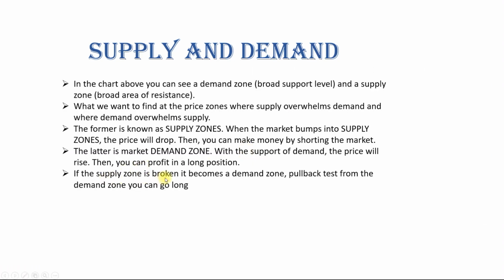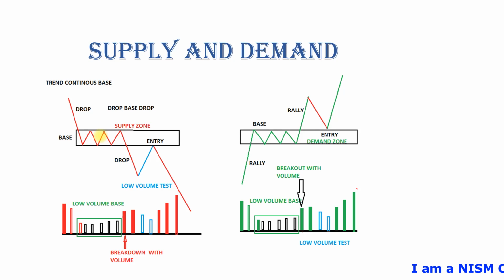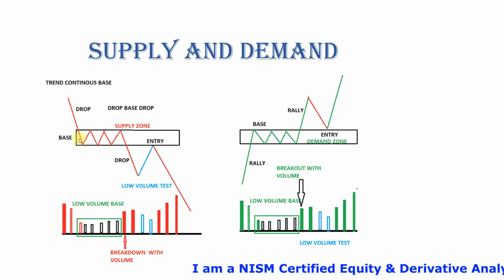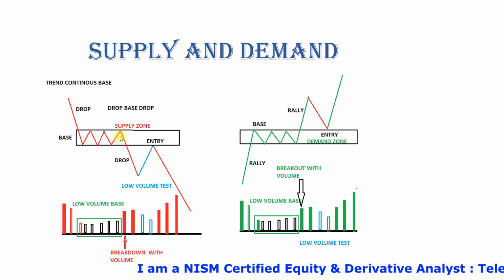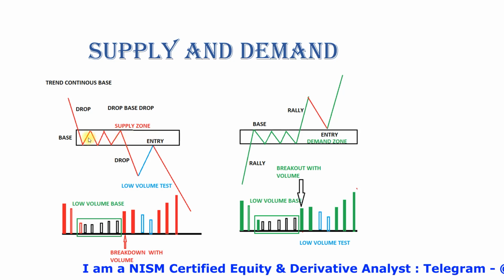If the supply zone is broken, it becomes a demand zone. On a pullback test from the demand zone, you can go long. Now we can see when the price is in the downtrend, that is, the price is continuously falling, how the supply and demand zones will work. Here you can see the price is falling down, and after the price touched the supply zone, you can see that there is a consolidation of the price.